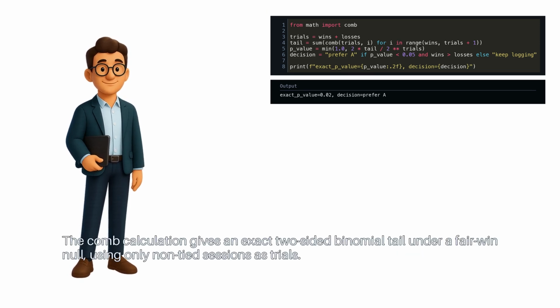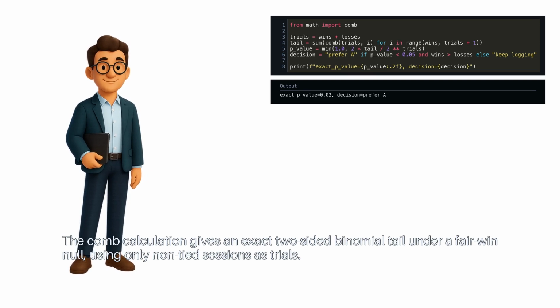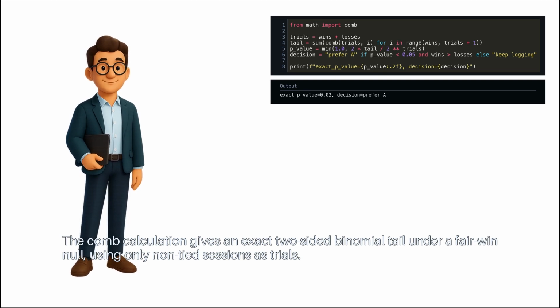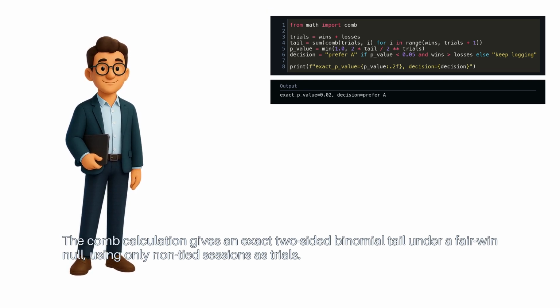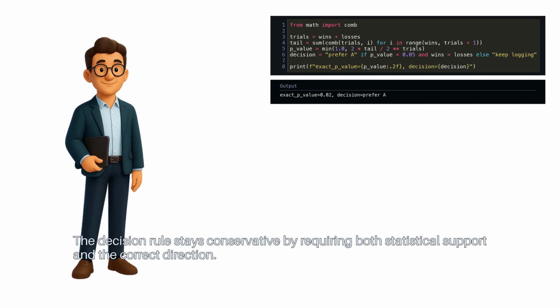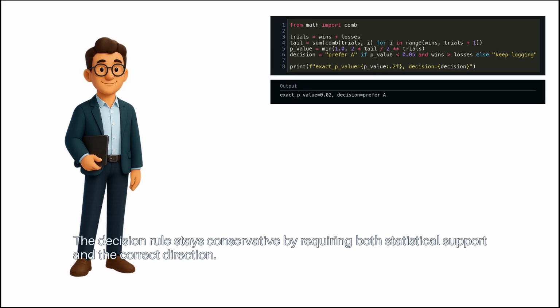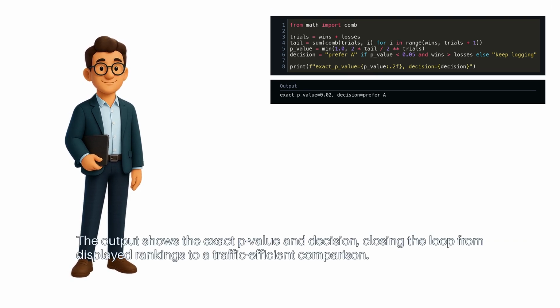The comb calculation gives an exact two-sided binomial tail under a fair win null using only non-tied sessions as trials. The decision rule stays conservative by requiring both statistical support and the correct direction. The output shows the exact p-value and decision, closing the loop from displayed rankings to a traffic-efficient comparison.